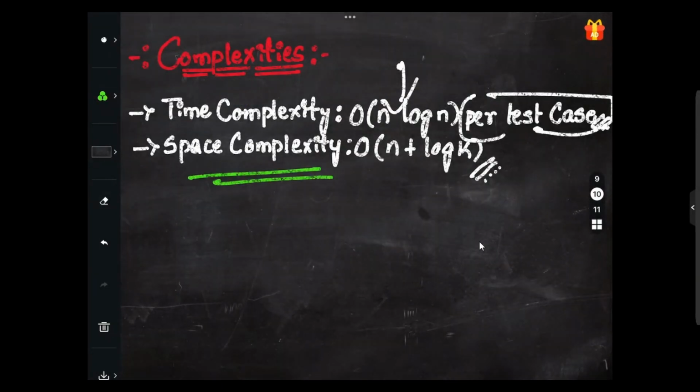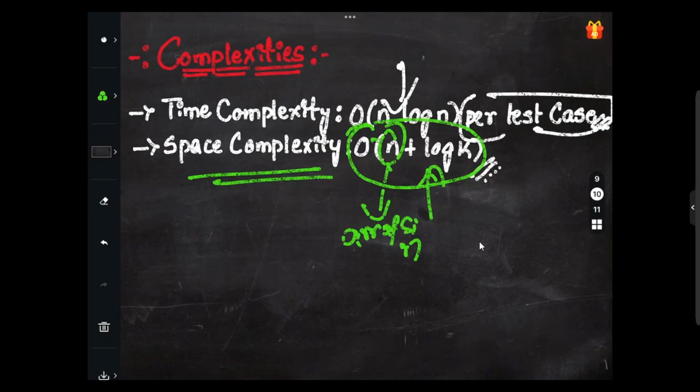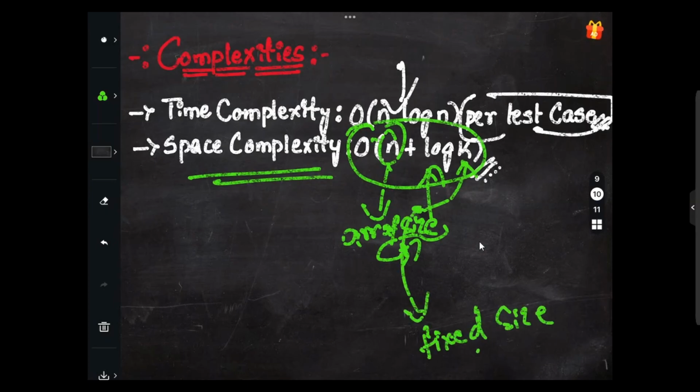So what would be the space complexity here? The space complexity would lead to big O of n plus log k. Why is it n plus log k? We will be going with an array of size n, this n part, and also we'll be going with fixed size cache arrays. So I have written here log k; this is for the fixed size cache arrays, right? So this is it for the complexities part.